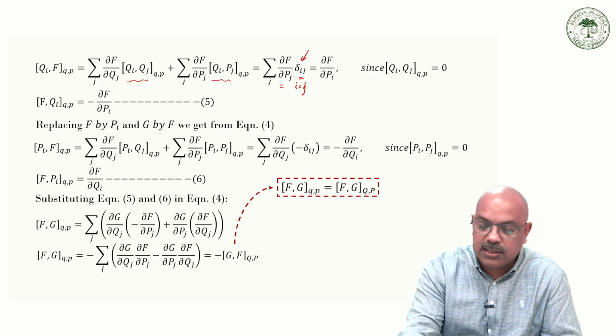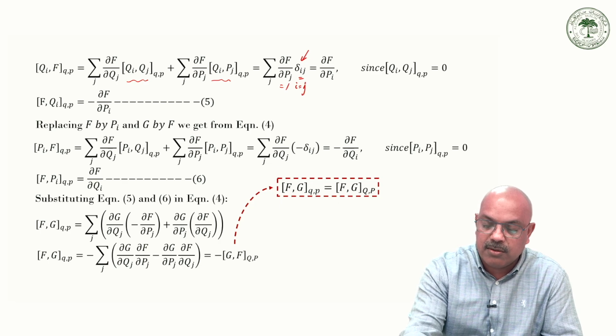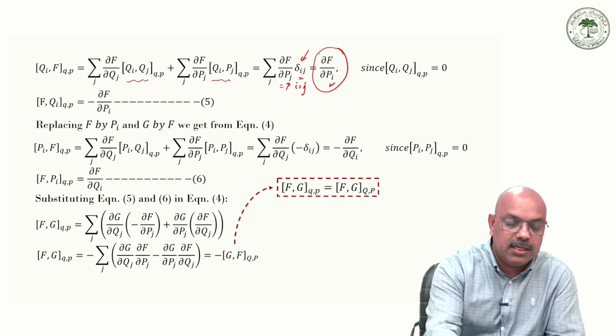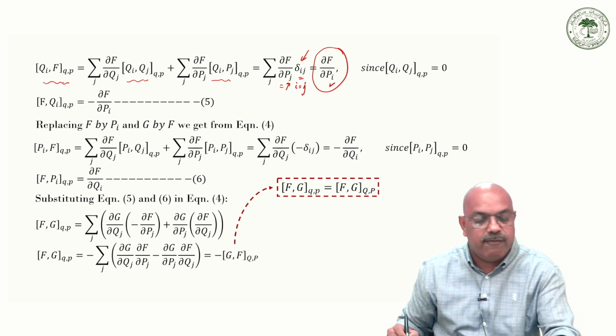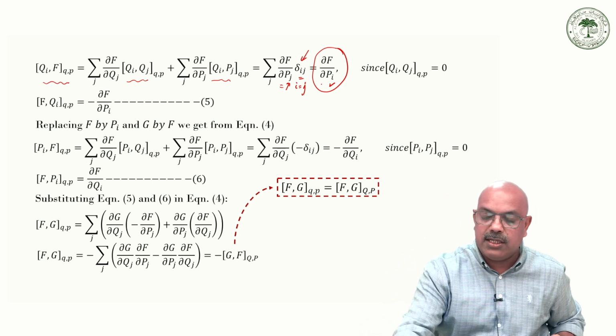For i equal to j, this is going to be 1. So then this j becomes my i. So this is ∂F/∂Pi. So {Qi, F} with Q, P as the base is ∂F/∂Pi.